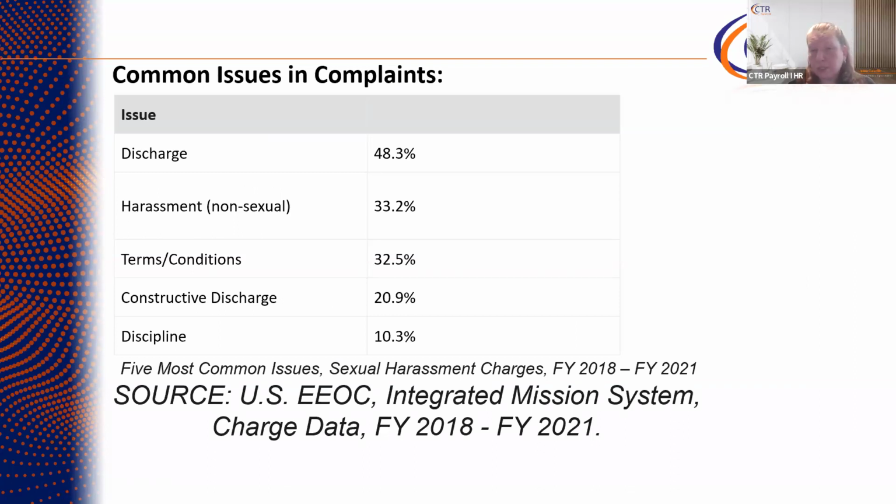All right, you can see the common issues in the complaints here. Almost half involve discharge. Others involve harassment that's non-sexual. So you have sexual harassment plus harassment based on some other protected category. I'm gay, I'm over 40, hard to believe. Whatever it might be is the additional claim there. Terms and conditions of employment, right? You moved me from my posh office to a cubicle. Constructive discharge, which means, hey, it was such a hostile work environment, I had no choice but to quit. You didn't actually fire me, but because Bob's conduct to me was so severe, I had no choice but to exit. And I'm justified in doing that, or some type of discipline.